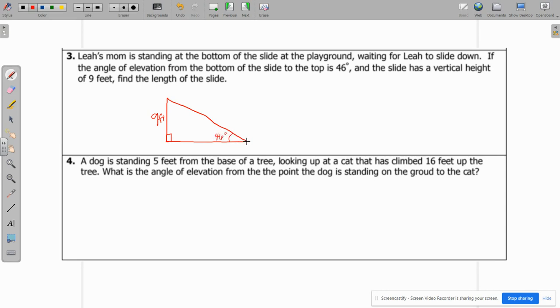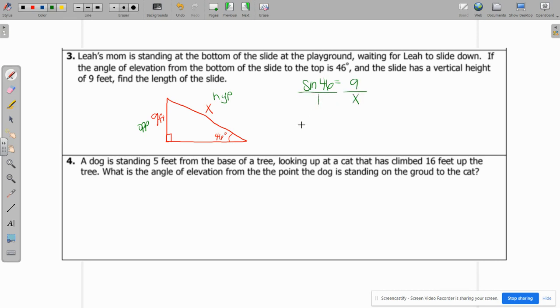So if you're looking from the bottom of the slide, basically up to the top of the slide here, we want to know the length of the slide, which is right here. So this is the side of the triangle that we're looking for. So in this problem, for the location of my angle 46 degrees, this side over here is the opposite, and this side is the hypotenuse. So I would say here, in this case, we have the sine. So the sine of 46 degrees equals opposite 9 over hypotenuse x.